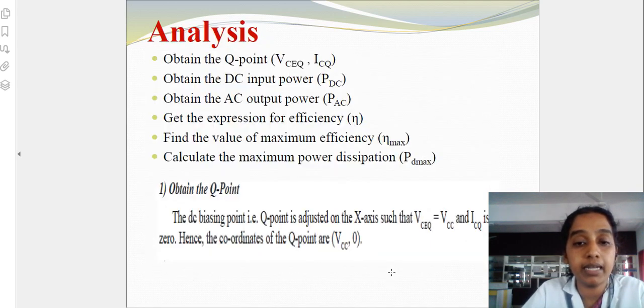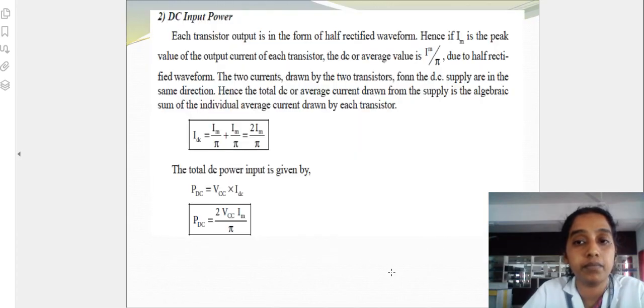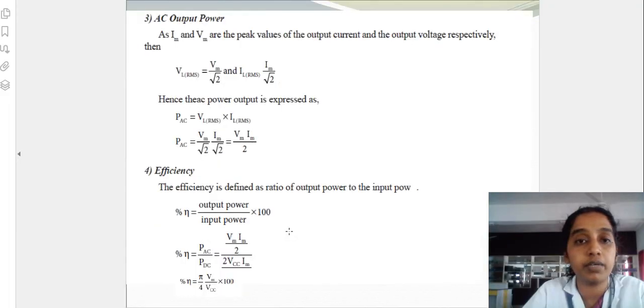Now when you see the analysis of class B, first we need to find the DC current. We know that as two transistors are working, the first transistor produces an output Im by pi, and the second transistor will produce an output Im by pi, so we get 2 Im by pi. Next we have to find the DC power. DC power is equal to voltage into current. Already we have found the DC current, hence we are able to find the DC power.